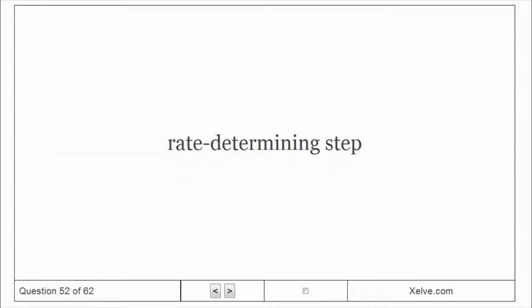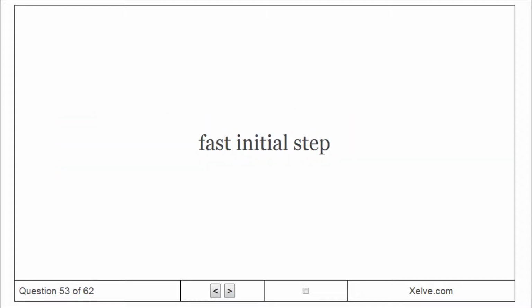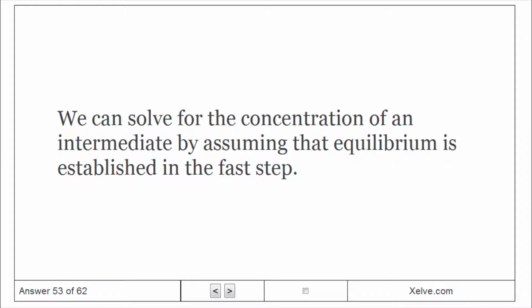Rate determining step. Slowest elementary step of a multi-step mechanism, limits overall rate of reaction, governs rate law for overall reaction. Fast initial step. We can solve for the concentration of an intermediate by assuming that equilibrium is established in the fast step.